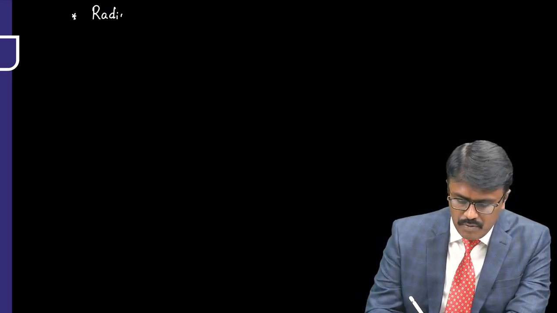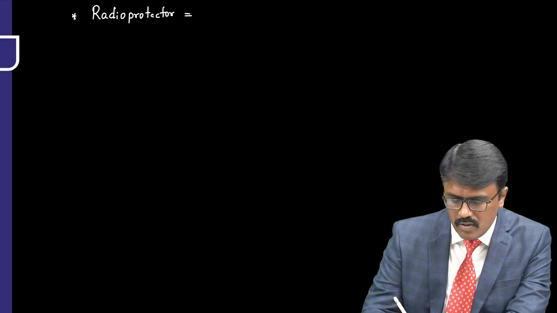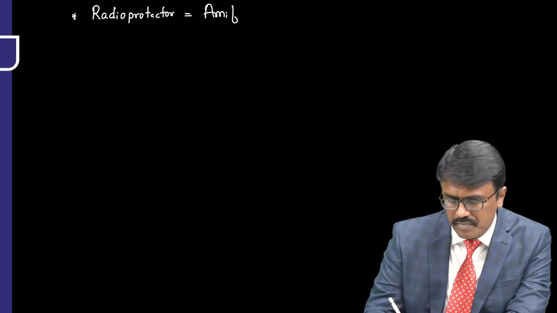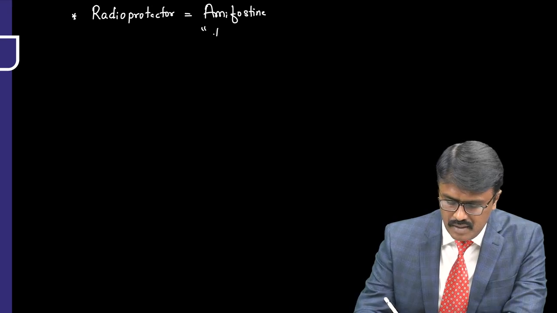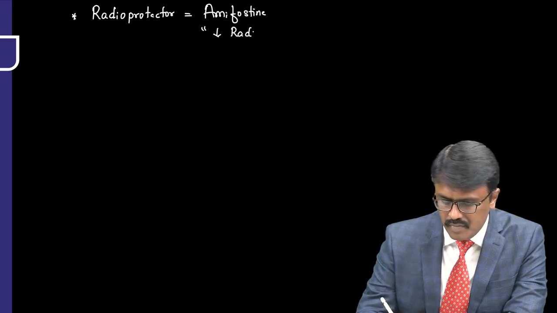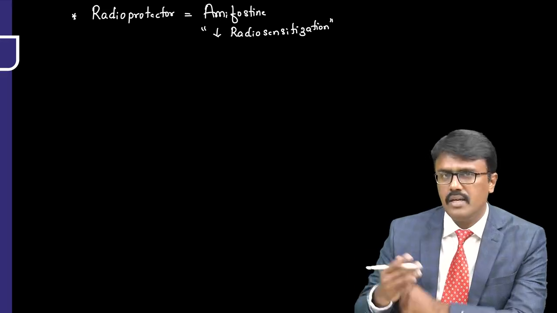Next, the problem is when you give radiotherapy, there is something called radiosensitization. We can prevent that. We have a drug called amifostine, it is called a radioprotector. The radioprotector drug is called amifostine. So amifostine decreases radiosensitization which occurs during radiotherapy.